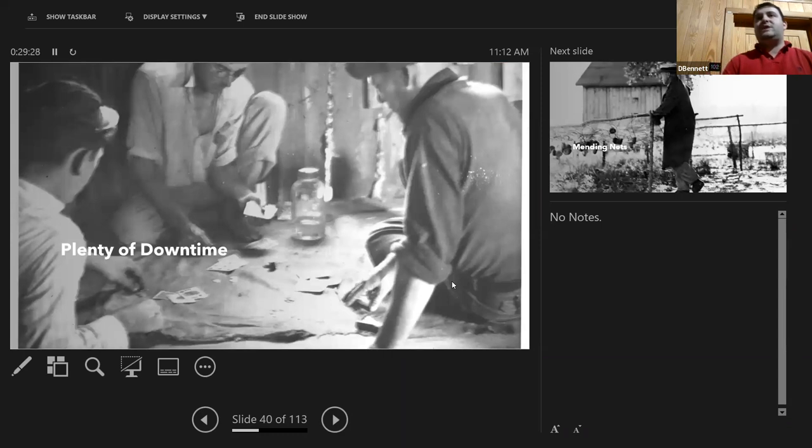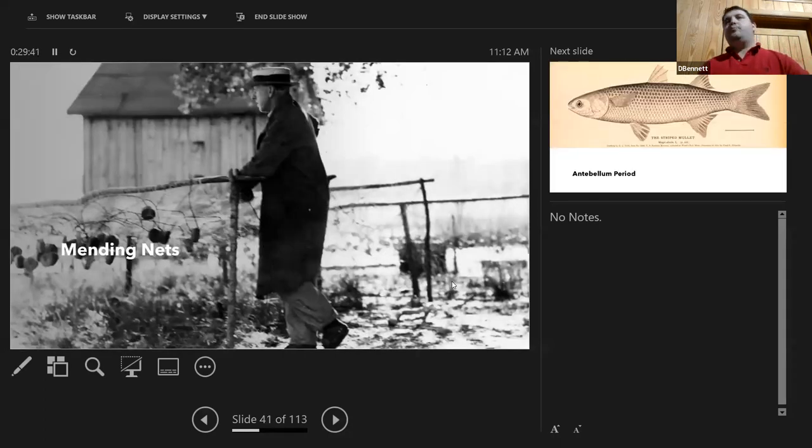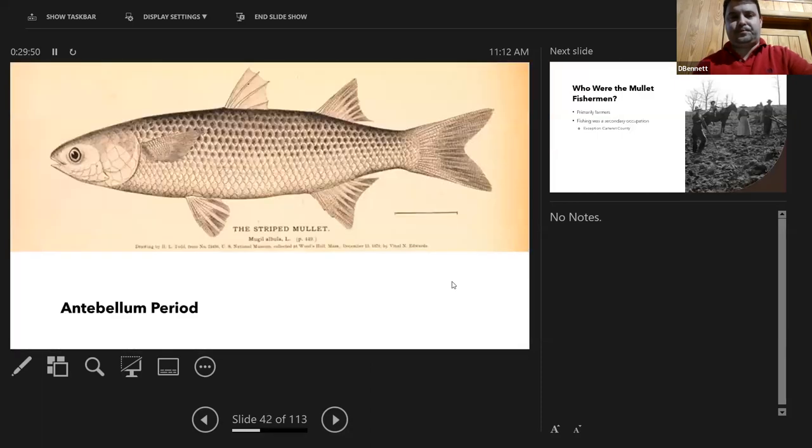And there's plenty of downtime at these camps because they're waiting around for the fish to come, and they never know when the fish is going to be there. And so they'll try to entertain themselves, but there's also plenty of chores such as maintaining the nets and boats, that sort of thing.